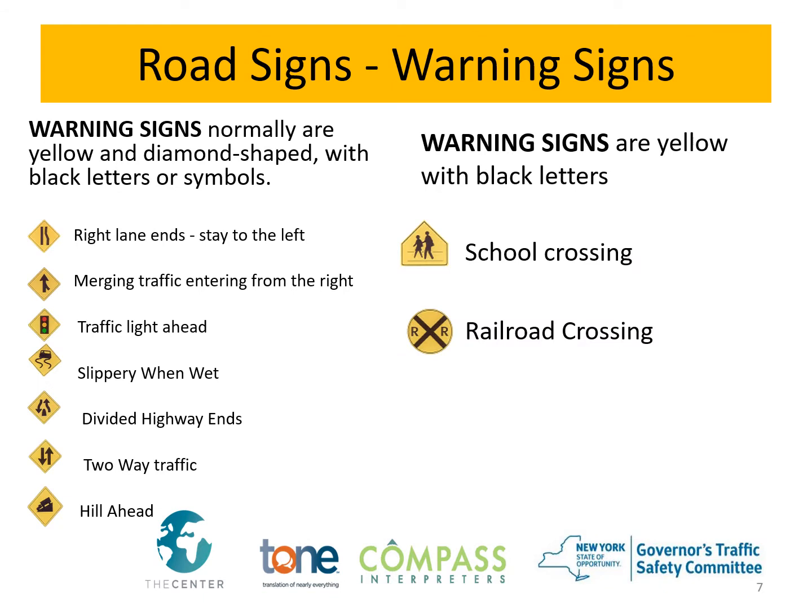Road signs, warning signs. Warning signs normally are yellow and diamond shaped with black letters or symbols. Right lane ends, stay to the left. Merging traffic entering from the right. Traffic light ahead. Slippery when wet. Divided highway ends. Two-way traffic. Hill ahead. Warning signs are yellow with black letters. Some have different shapes like these: school crossing, railroad crossing.